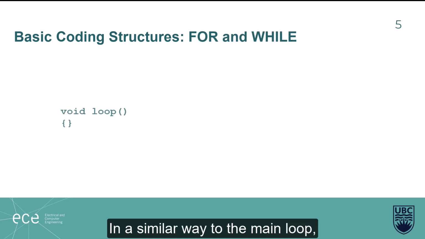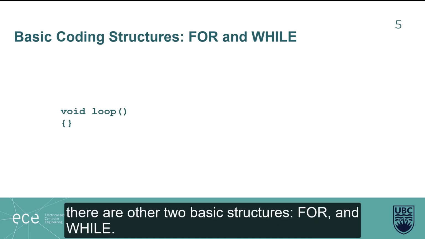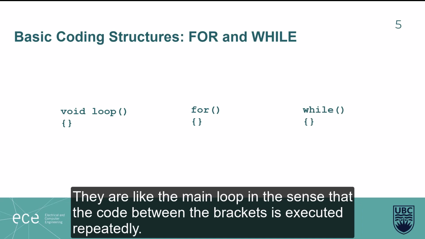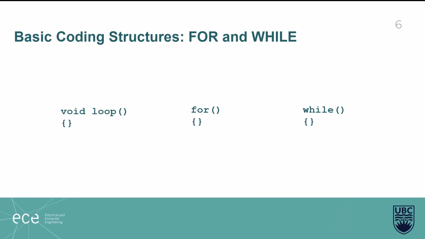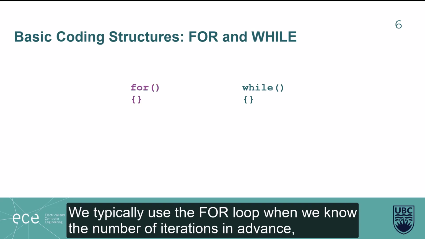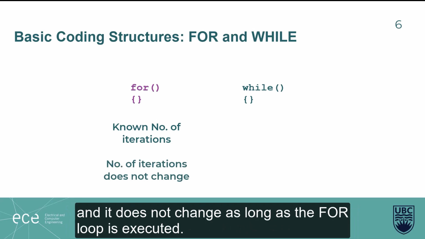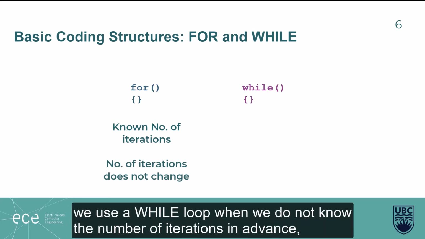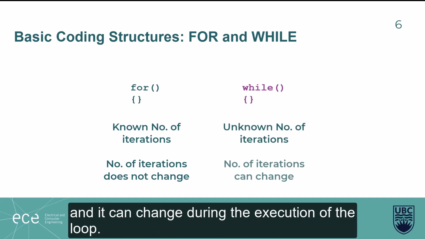In a similar way to the main loop, there are other 2 basic structures, for and while. They are like the main loop in the sense that the code between the brackets is executed repeatedly. These 2 structures are used in different cases. We typically use the for loop when we know the number of iterations in advance, and it does not change as long as the for loop is executed. On the other hand, we use a while loop when we do not know the number of iterations in advance, and it can change during the execution of the loop.